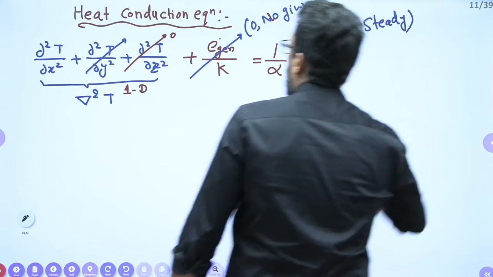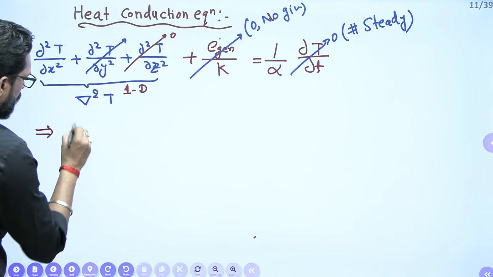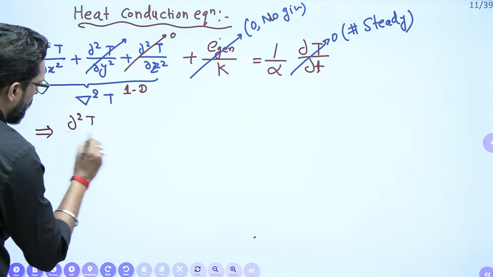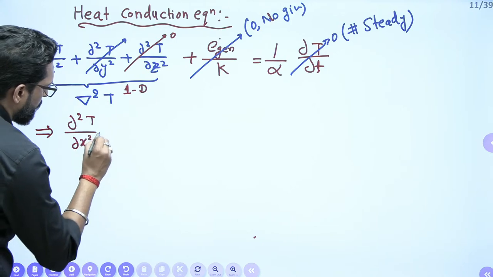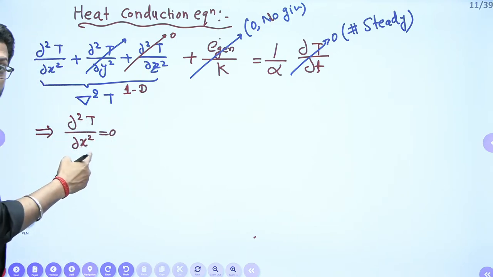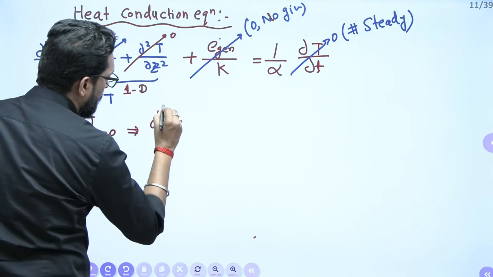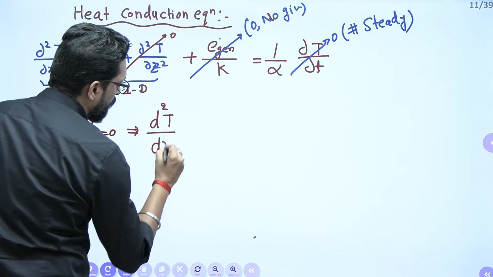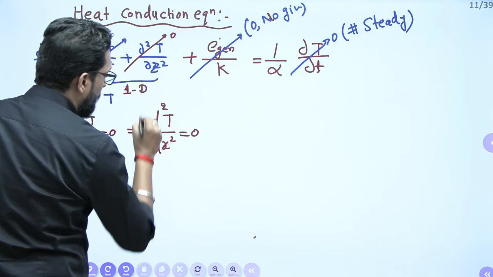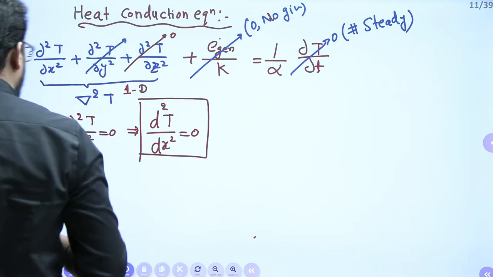So what is your equation? See the beauty. d square T over dx square is equal to zero. That means T is only a function of x, so we can write it in absolute sense as d square T over dx square is equal to 0. So this is a very important equation. Sometimes a one mark question will ask about it.